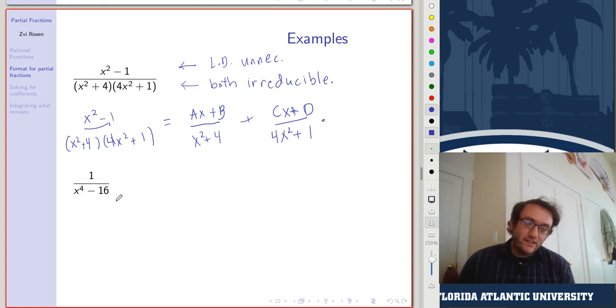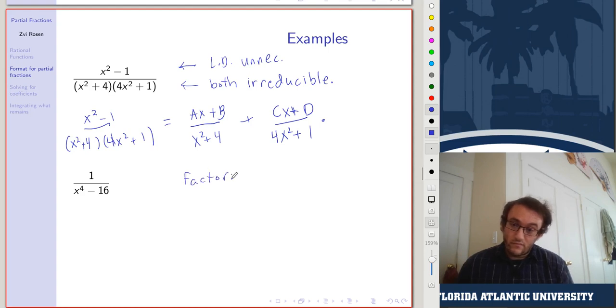Now we have something we have to factor. We have 1 over x to the 4th minus 16. So you'll note that this is a difference of squares. Okay, it's the square of x squared minus the square of 4. So let's factor: x to the 4th minus 16 equals x squared minus 4 times x squared plus 4.